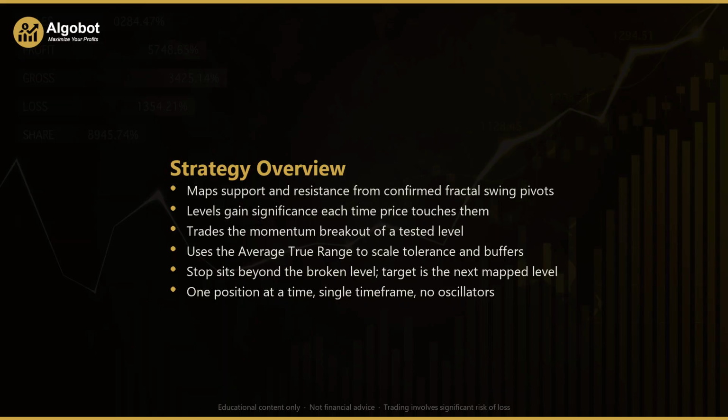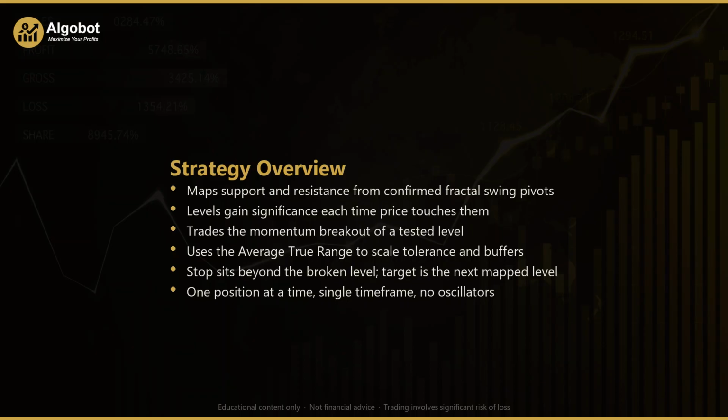Let's start with the big picture of what this expert advisor is built to do. Tested Level Breakout is a pure price structure strategy. It works on a single time frame, and it does not rely on any oscillator, moving average, or momentum indicator drawn underneath the chart. Instead, it builds its own map of horizontal support and resistance levels directly from the candles. It does this using fractal swing pivots.